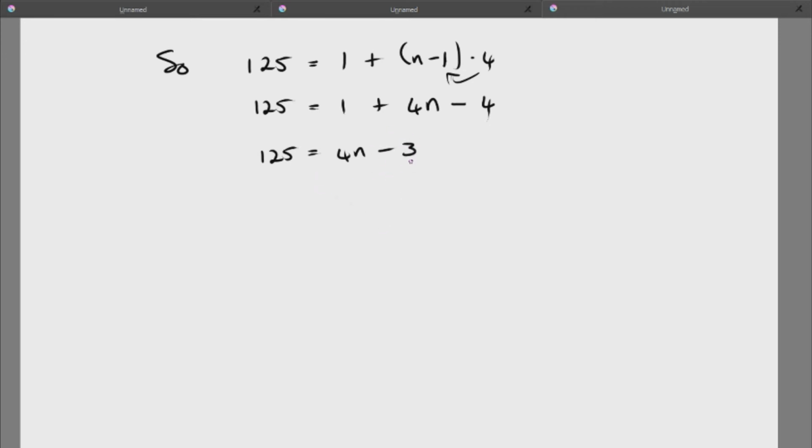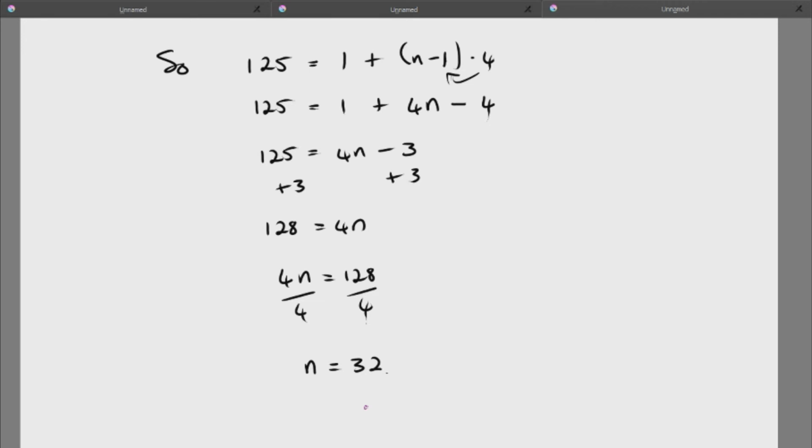Then I want to get this minus 3 away from the variable, the unknown, so I'll add 3 to get 128 equal to 4n. I don't like my unknown on the right. I'm going to swap everything. This is now a lot of detail. You don't have to do it in this much detail. Then I'll divide both sides by 4 to get n equal to 32. Do any version of that, as long as you get 32.